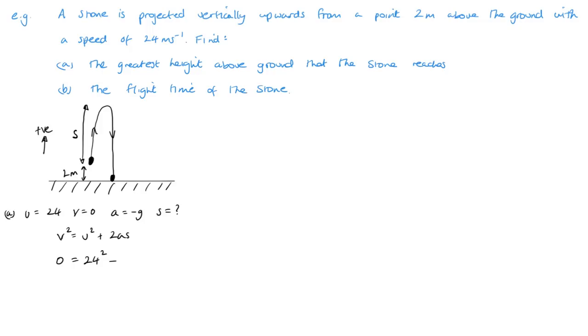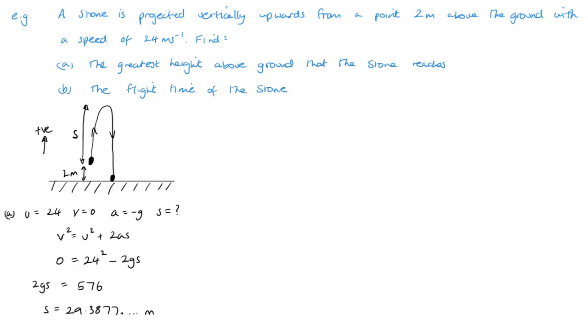So V squared is 0, U squared is 24 squared. Now it's going to become minus because of the minus G, so 2GS. So take the 2GS to the other side. 2GS is equal to 24 squared, which is 576. And divide that by 2G. Remember, G is 9.8. And we get that S is 29.3877 and so on meters.